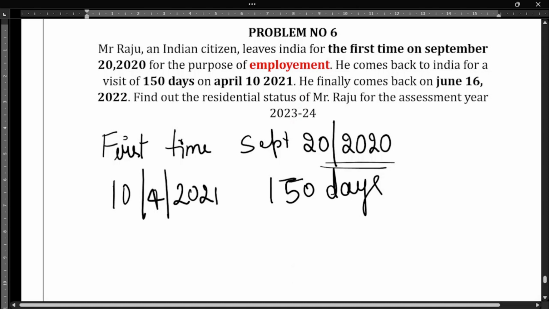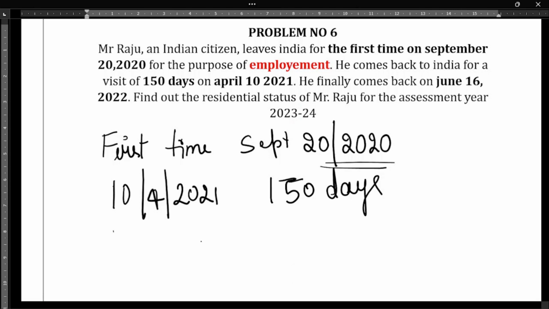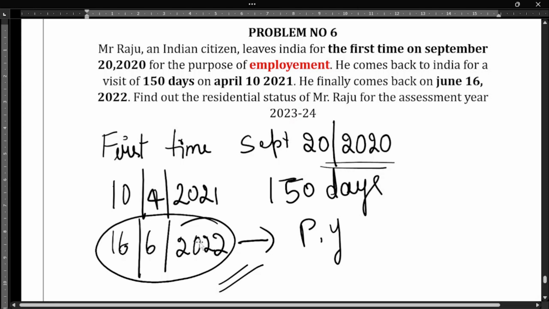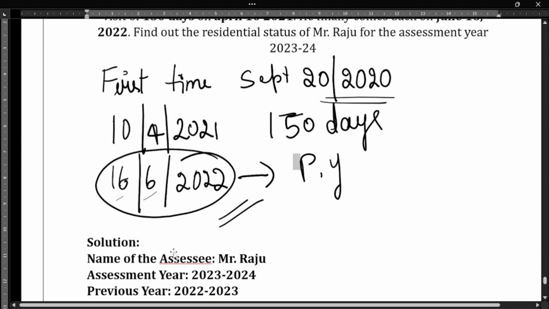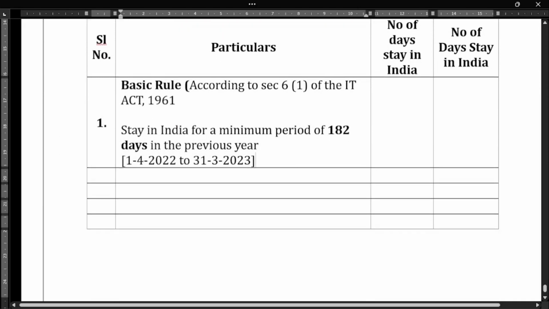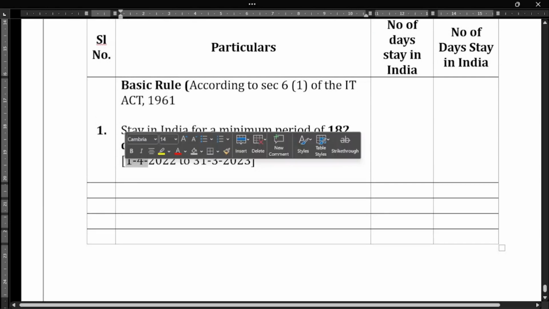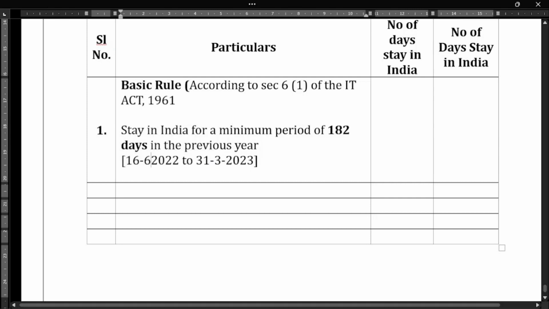Next, he finally comes back on 16th June 2022. From there he is in India fully, so this is related to our previous year. He comes back finally on 16th June, which means till 15th June he was not there in India. Based on this, now we have to calculate. He is there from 16th June to 31st March 2023.